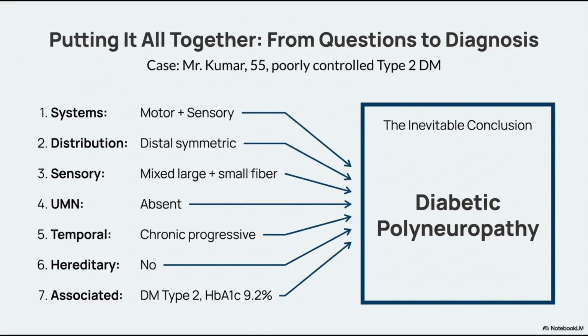This is the last case we are seeing. Now let's diagnose this case putting all the questions together. A 55-year-old male, poorly controlled type 2 diabetes. Systems involved: motor and sensory. Distribution: distal, symmetric. Sensory involvement: both large and small fiber. Cranial symptoms are absent, that means only peripheral involvement. Temporal evolution is a chronic progressive condition. No hereditary symptoms or condition. Associated type 2 diabetes with HbA1c 9.2. And this is diagnosed as diabetic polyneuropathy.